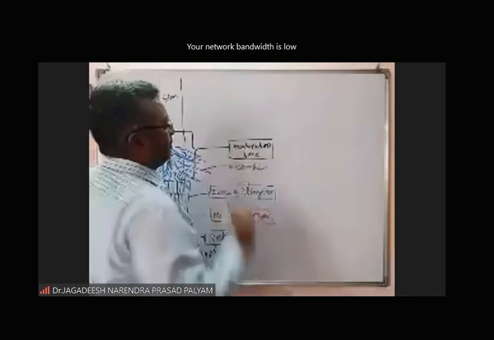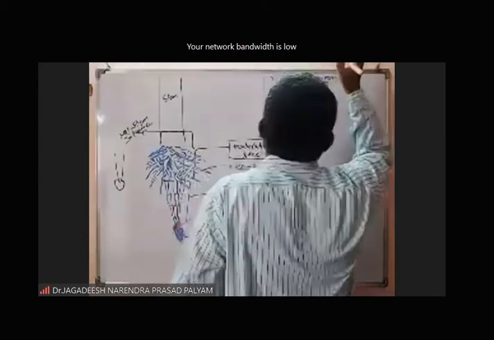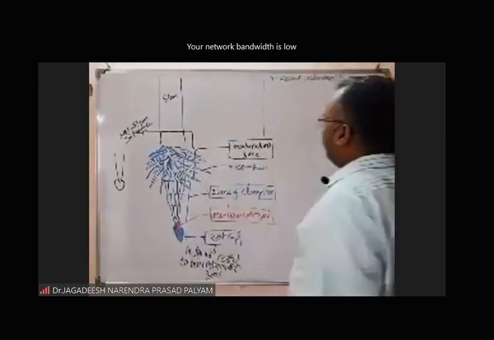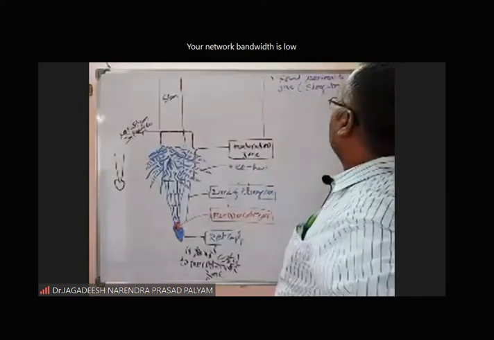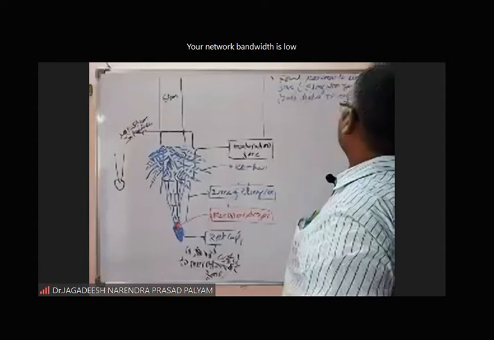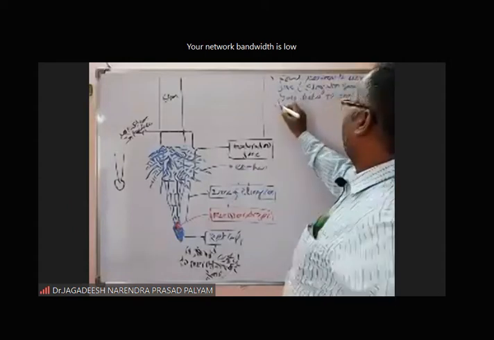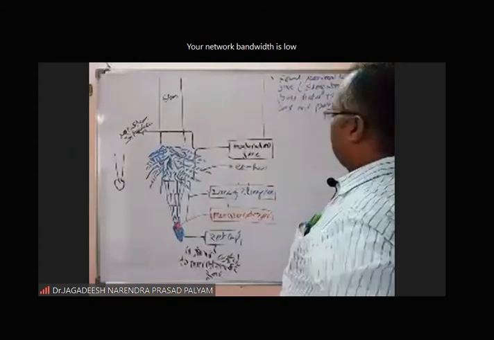So, what is the maturation zone? Maturation zone is found proximal to the elongation zone, whereas the elongation zone is found distal to the maturation zone and proximal to the meristematic zone.